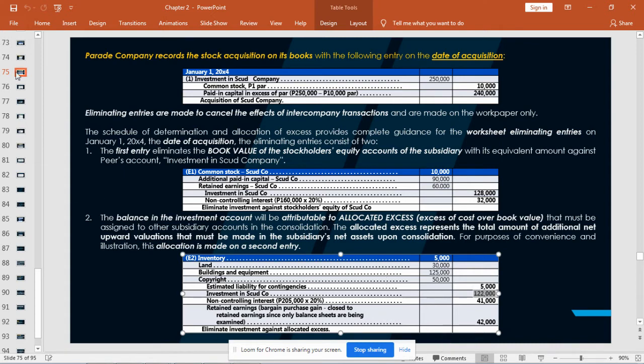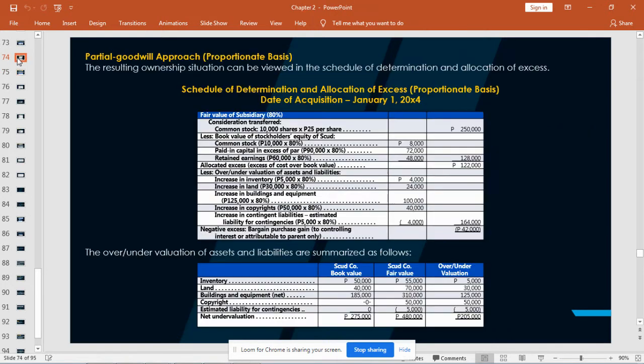Tama ba? Yan, 80% ng ating changes dun sa valuation. Right? Yan. Then credit yung non-controlling interest, which is 41,000. That is 20% ng ating, ito kasi siya. Right?